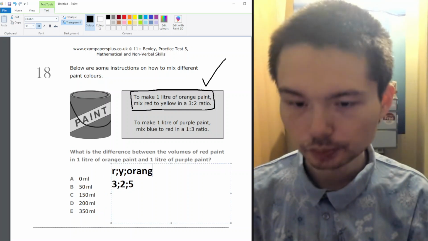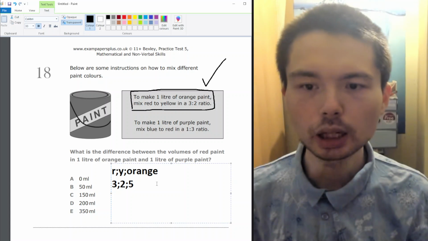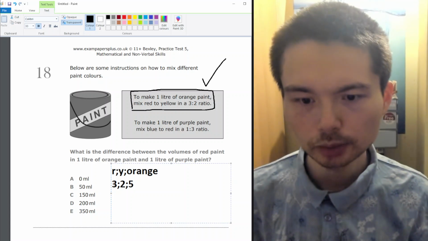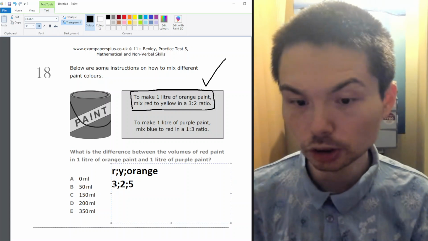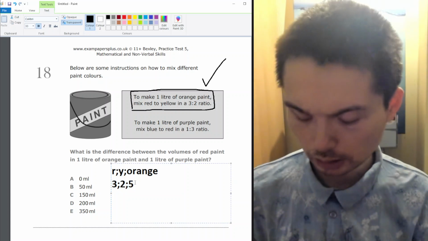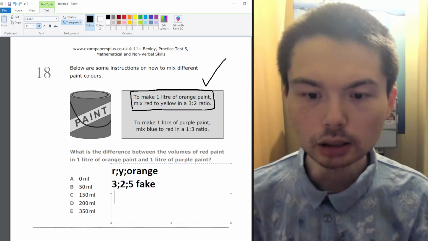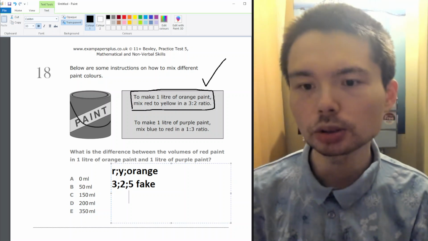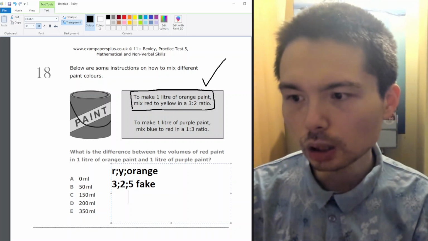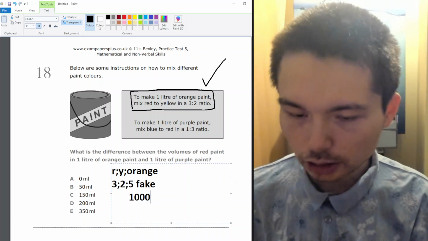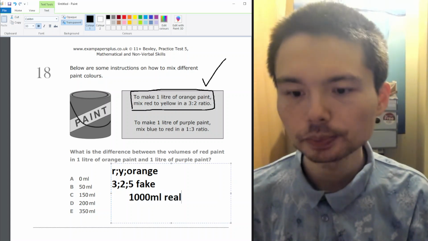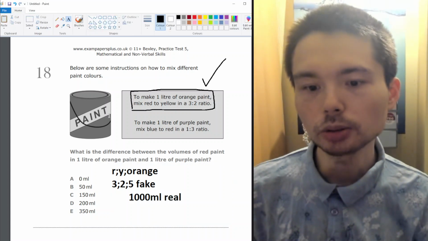Orange. But look ahead, guys, look ahead. It says 1 litre. So this is the fake total. That 5 doesn't mean anything at the moment. I know I've just told you 3 plus 2 equals 5. Fake total. Put underneath 1 litre, which is the real total. But look ahead to our answers. They are all in milliliters. So we must change it. This will be the real total.